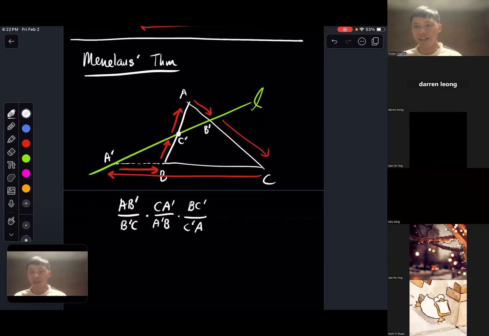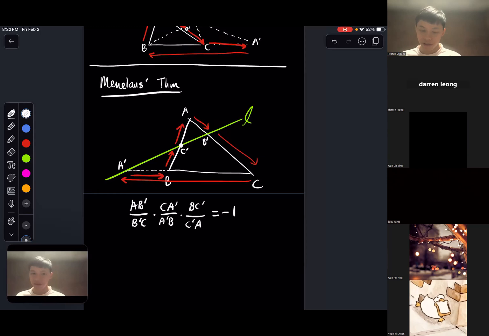Except if you're working with signed lengths, they are equal to -1, but you don't really have to talk about signed lengths if the diagram is clear. Because you can see there's one switch of direction right here. It's from C to A prime to B. So once you switch, you straight swap the sign. Yeah, so this is Menelaus's theorem.